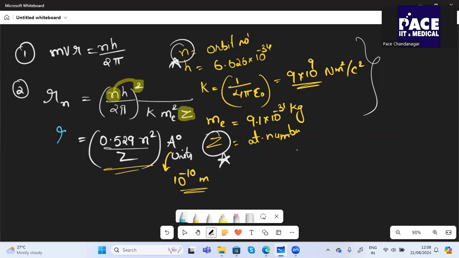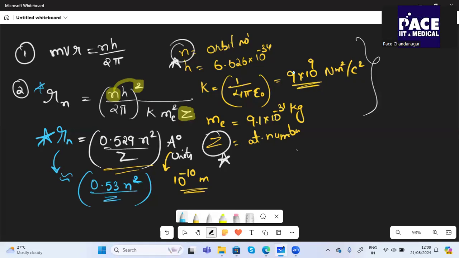Now you will remember this radius of the nth orbit for sure. And don't forget to remember the formula, (nh by 2 pi) the whole square divided by K m e square Z. Once you remember this, if you substitute all these values, we are going to use 0.529, or I can just take it as 0.53 as well, n square by Z. This is considered based on the calculations, because we have a hell of a lot of calculations in this chapter. So always round it off a little bit so that it will be easy on your calculations.